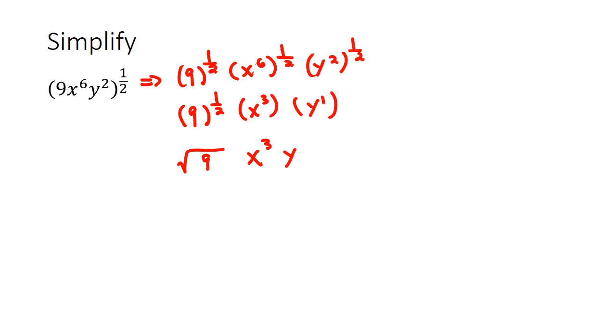The square root of 9 is simply 3. So this answer in its simplified version would be 3 times x to the 3rd times y to the 1st. Okay, let's take a look at another problem.